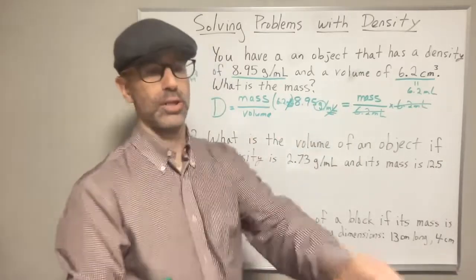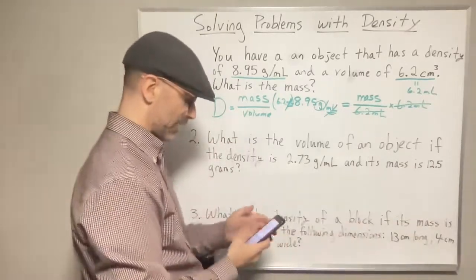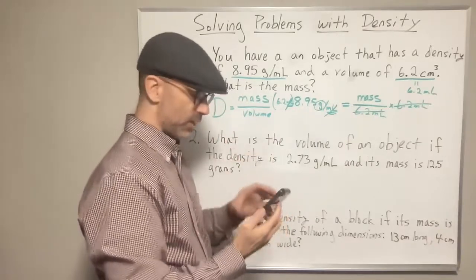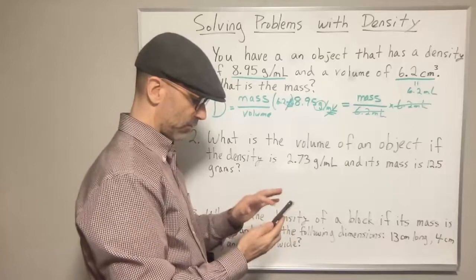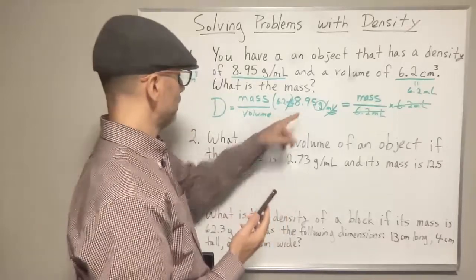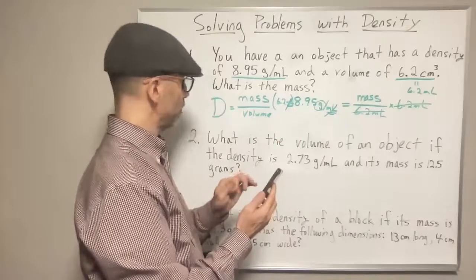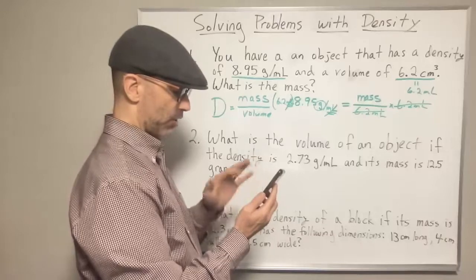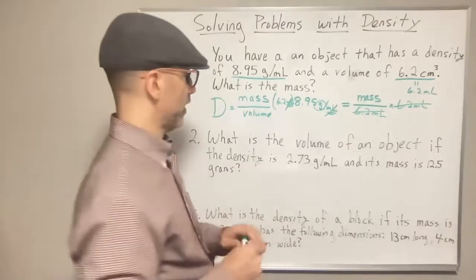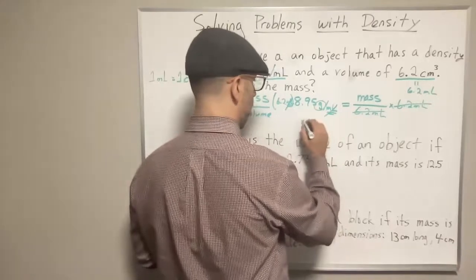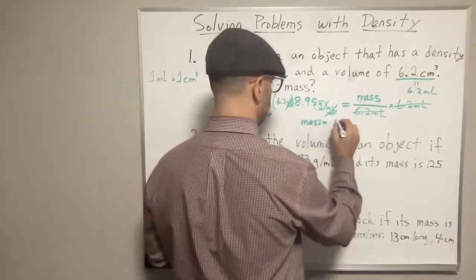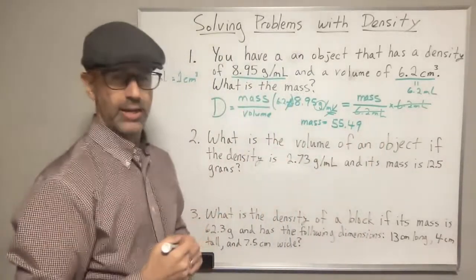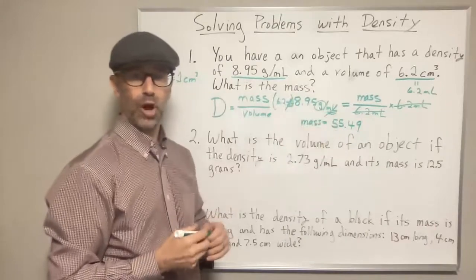Now all I need to do is use my calculator to calculate the answer. Let's do that together and you can verify if I'm right or wrong. I make mistakes too. So I take my 6.2 multiplied by 8.95 equals, and I got 55.49. So the mass is equal to 55.49. That is a good example of a problem involving density.